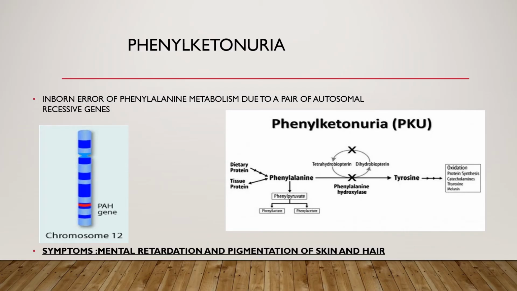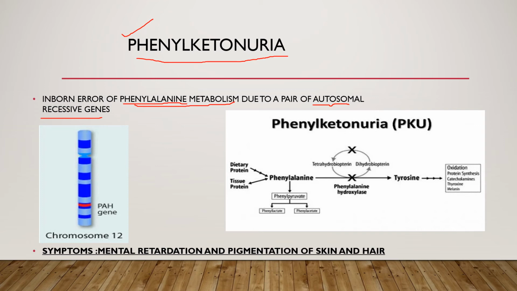Now let's learn about the second Mendelian disorder, phenylketonuria. Phenylketonuria is an inborn error of phenylalanine metabolism due to a pair of autosomal recessive genes. So, a pair of autosomal recessive genes are responsible for this disease. So, what is this phenylalanine? This phenylalanine is an amino acid.